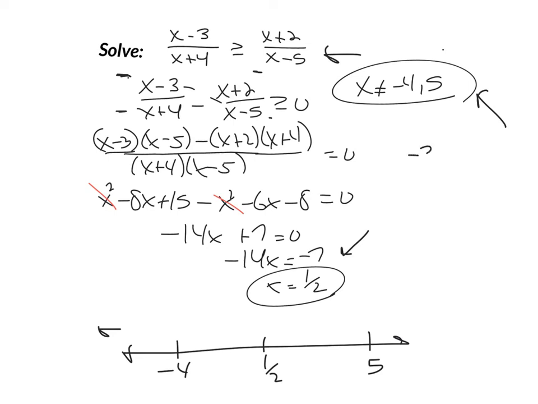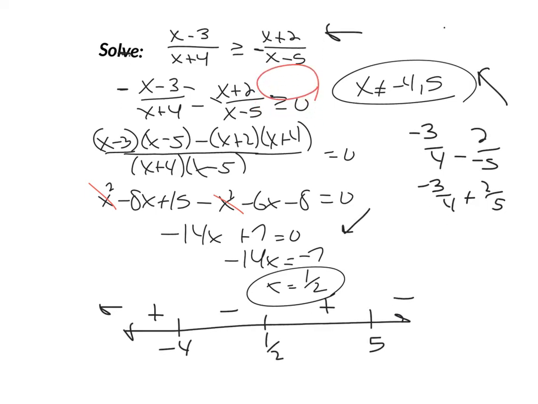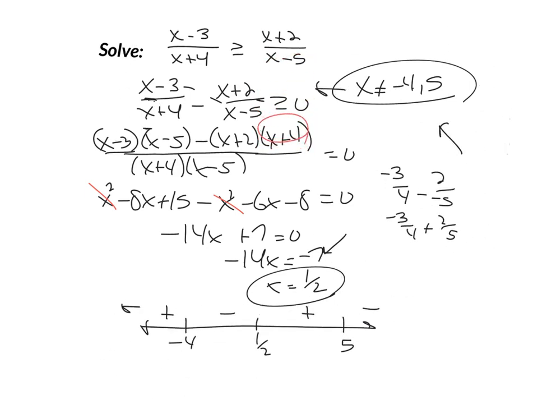If I plug in 0, I get negative 3 over 4 minus 2 over negative 5. So that's really negative 3/4 plus 2/5. And I know for a fact that's negative. So that means I got a negative here. And if you haven't noticed yet, I told you this yesterday in class, the signs always alternate. So it's going to be a plus, a plus, and a minus. And what I'm looking for is greater than or equal to 0.